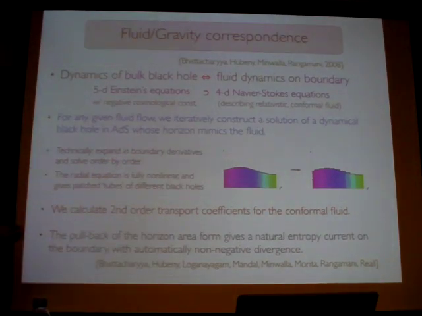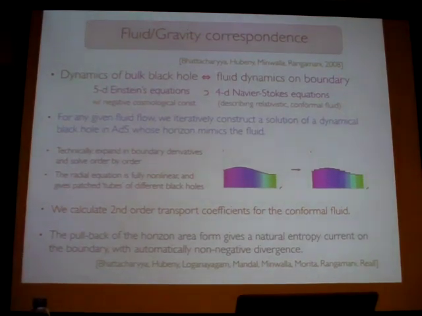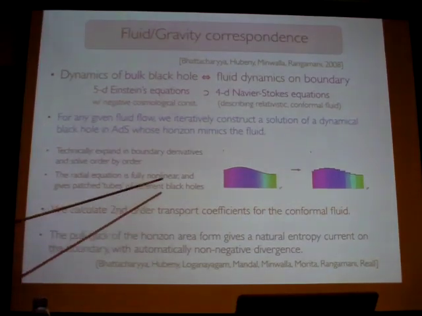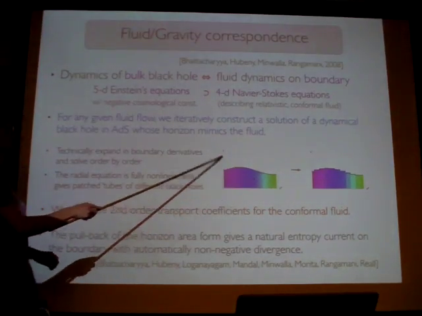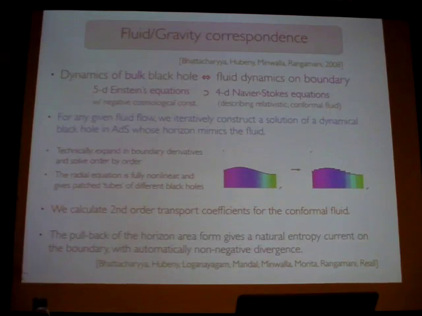So you can study where the event horizon is, and you can solve for the location of the horizon, again, order by order. The area form on the horizon, pulled back to the boundary, gets a natural entropy current for the field theory, which automatically has no negative divergence. So it satisfies the second law due to the area theorem for the black hole.